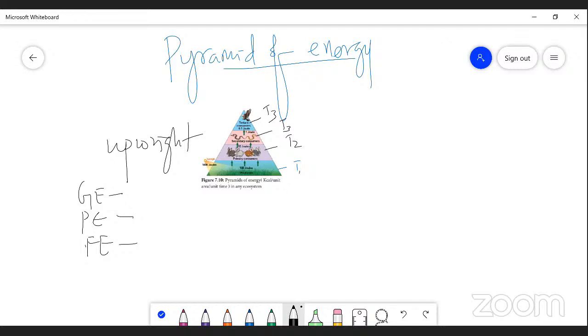So far we have discussed what energy flow is and what the types of thermodynamics laws are. Then we discussed the 10% law. Then next we discussed the food chain and types of food chain. Then we discussed the food web and the significance of the food web. Then finally we discussed ecological pyramids: the pyramid of number, pyramid of biomass, and pyramid of energy, right?